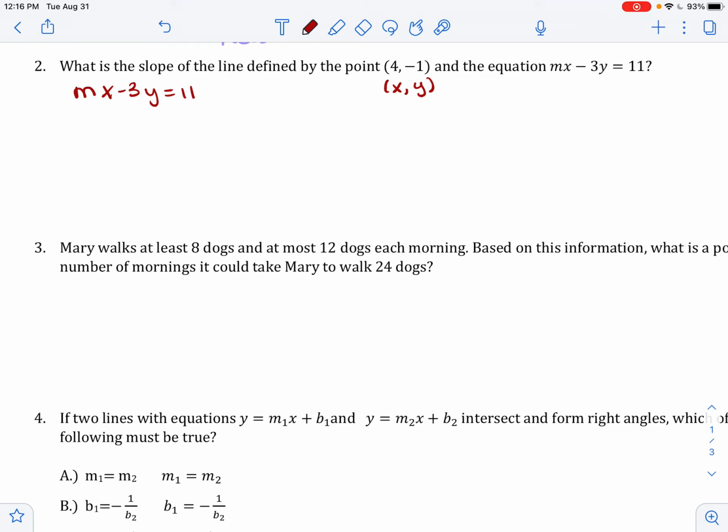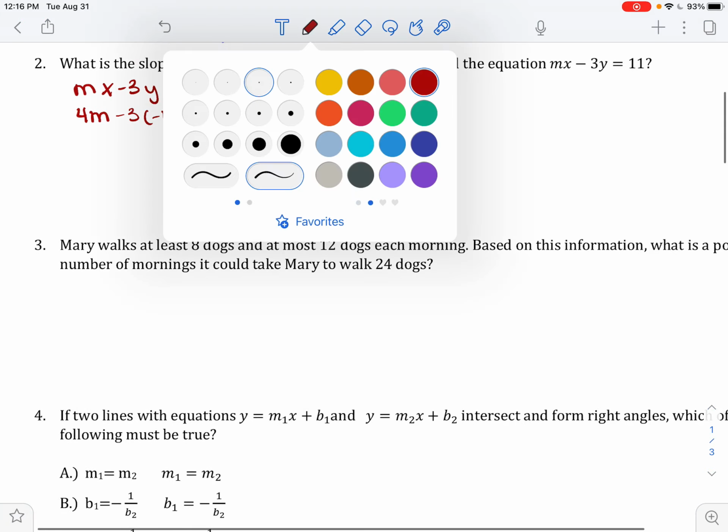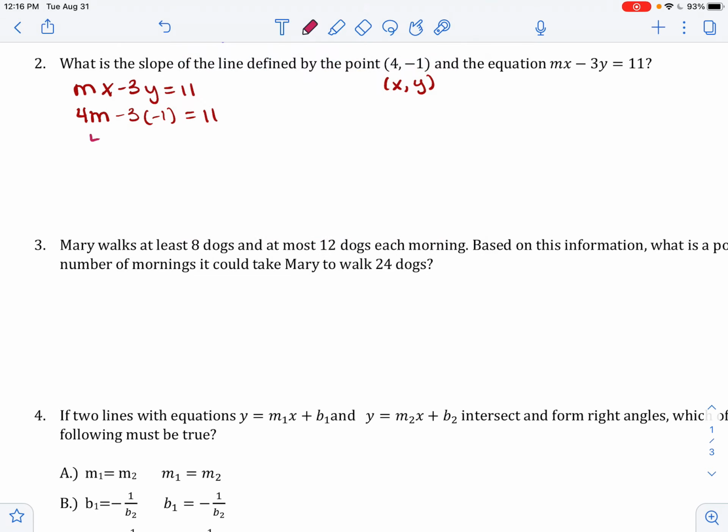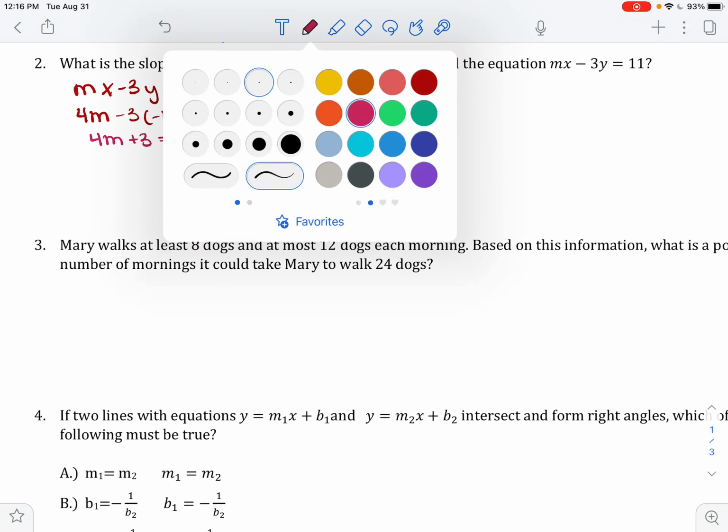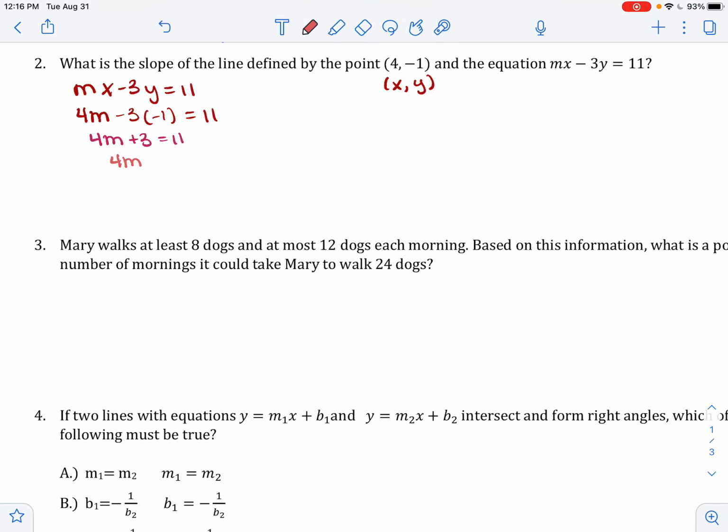So 4 is going to take the place of x. That will give us 4m minus 3 times -1 is equal to 11. Simplifying and solving gives us 4m plus 3 equals 11, and then 4m equals 8. Finally, m equals 2. So a lot of us said that the slope is equal to 2, and I understand why. I understand the reason behind that, right? We are, again, conditioned to use the variable m to identify slope.